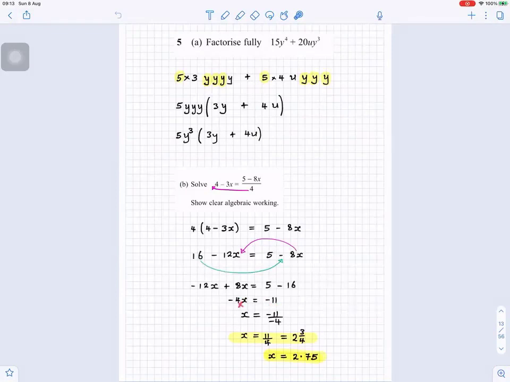It's times minus 4x. You take it to the right, it becomes divide by minus 4. So x is minus 11 divided by minus 4. Minus divided by minus is a plus, so it becomes 11 over 4, which is 2 3/4 or 2.75.